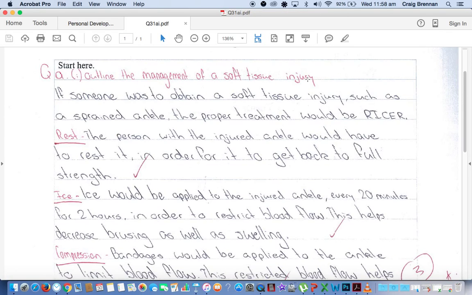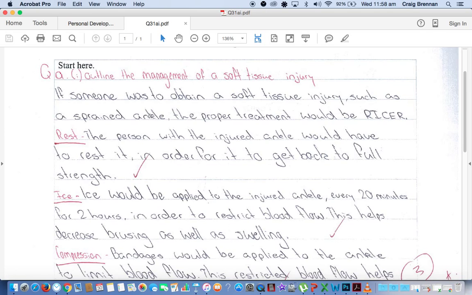And again, the student's written out the question. I've made the comment that you don't need to waste time writing out the questions. It's just going to eat up into your time. So if someone was to obtain a soft tissue injury such as a sprained ankle, the proper treatment would be RISA. So straight away he's identified what the key area is.